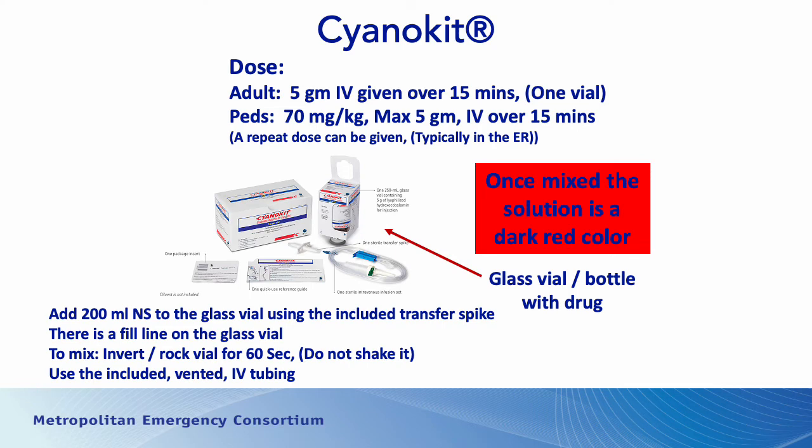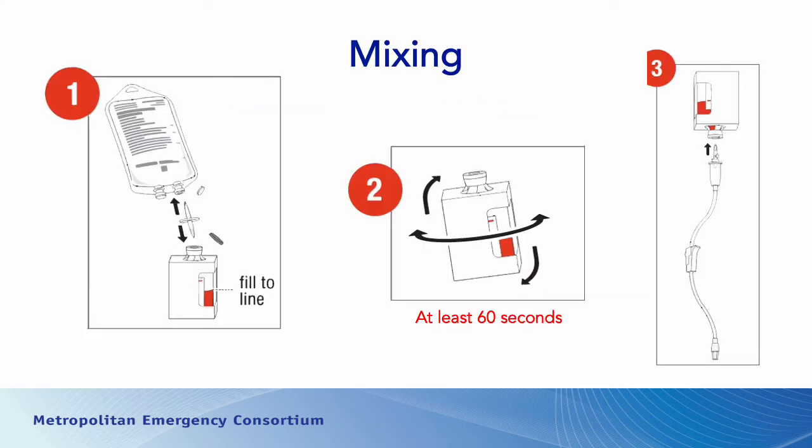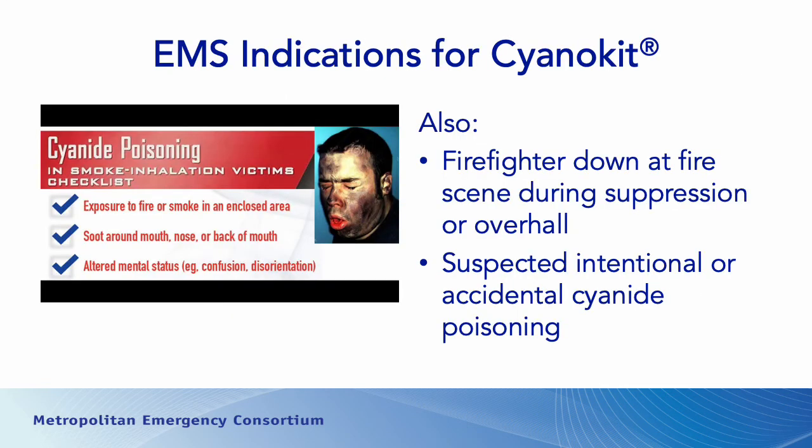If you have a child, you can use it in children of any age. It's 70 milligrams per kilogram for a maximum of 5 grams. Regardless of how much you're going to give the child, that dose is also administered over 15 minutes. So it doesn't matter whether it's a 10 kilogram child or a 50 kilogram child. The dose that you calculate is given over 15 minutes. So very safe. The biggest side effect of this medication tends to be change in their skin color, but it's a very safe medication to administer.